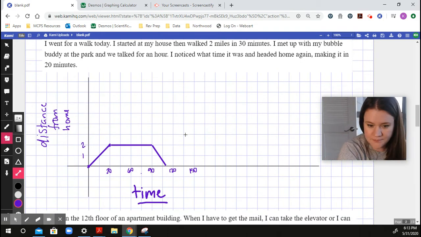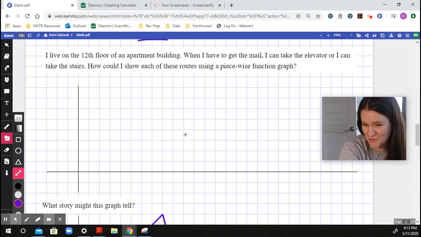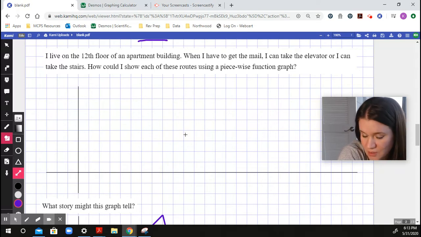If we pull up another one, I live on the 12th floor of an apartment building. When I have to get the mail, I can take the elevator or I can take the stairs. How could I show each of these routes using a piecewise function graph?